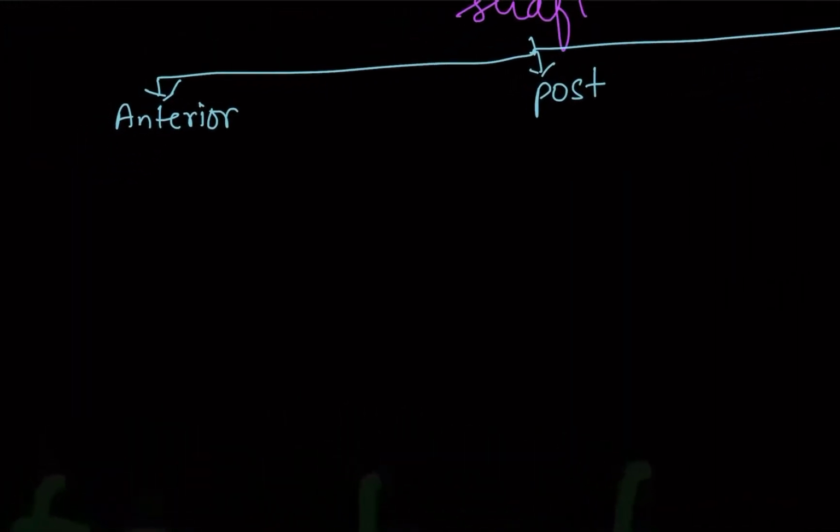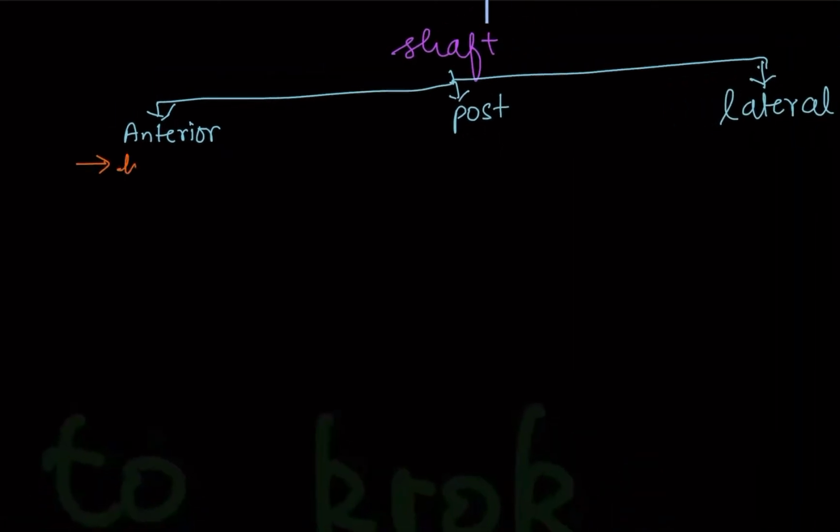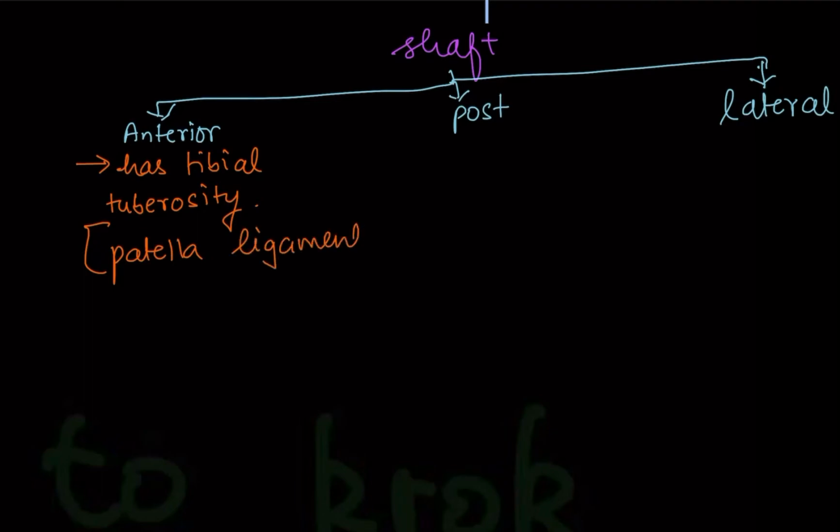So first, starting with the anterior compartment, what does it have? It has a tibial tuberosity. Proximally on the anterior surface of the tibia, there is the tibial tuberosity. What attaches here? The patella ligament attaches. When we were doing the femur and patella video, I told you that the patella, the kneecap, is triangle shaped. Its apex will attach to this tibial tuberosity with the patella ligament. So right now we are revising this part, in the tibia bone also.